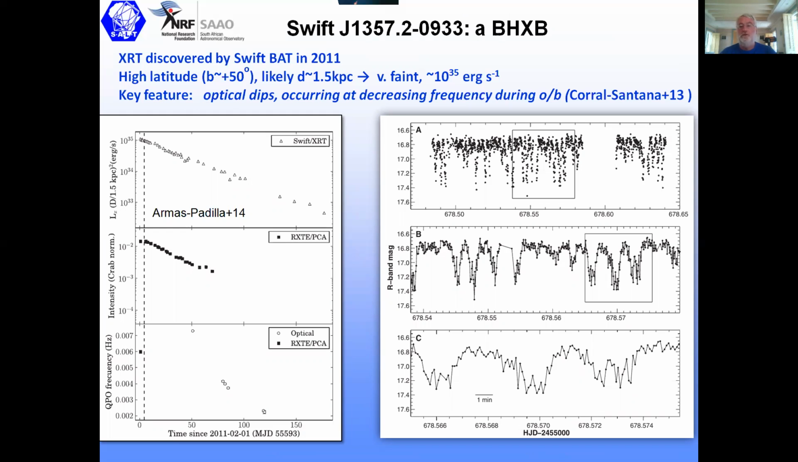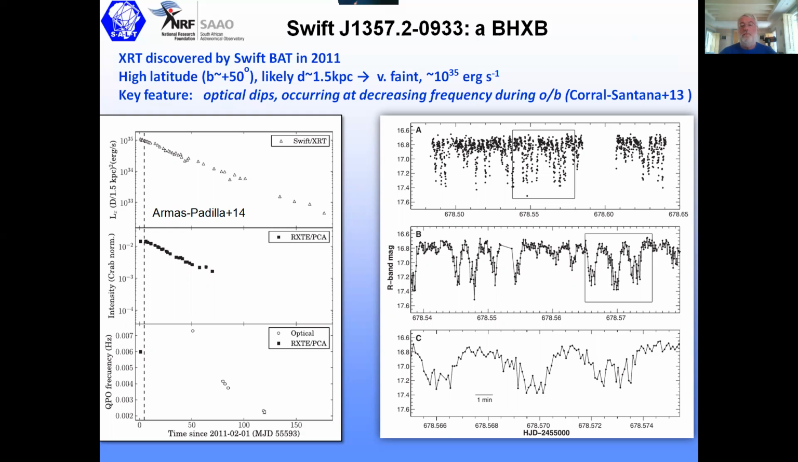So Swift J1357.2-0933, which I'll just call Swift 1357 from now on, is a black hole X-ray binary. It was first discovered following a Swift BAT observation in 2011. It's a high galactic latitude source, and at the time of discovery was thought to have a luminosity of around 10 to the 35 ergs per second.